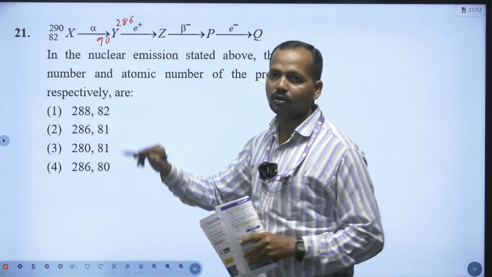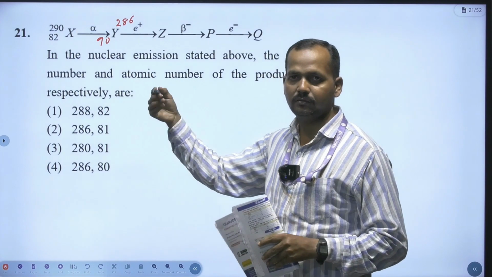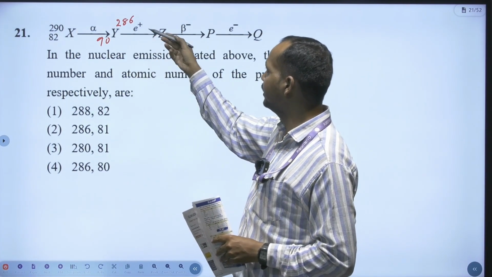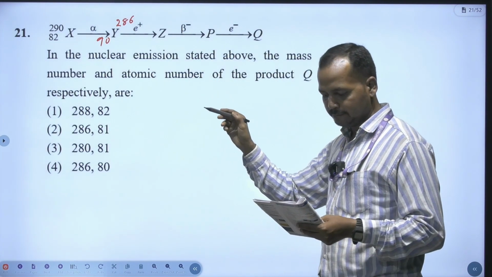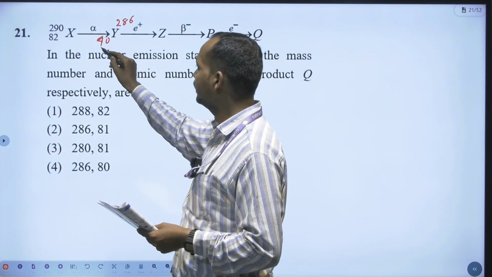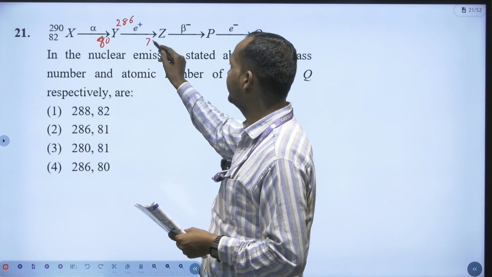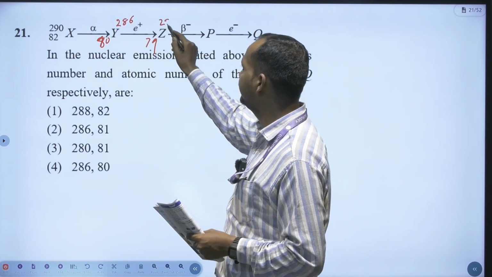Here one electron is extra added. If an electron is added, it becomes E plus. Sorry, 82 becomes 80, so E plus becomes 79, and the mass number does not change. Therefore it will be 79 and 286 only.